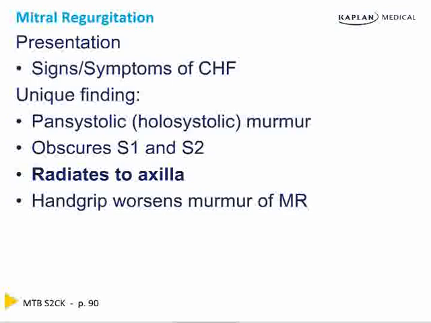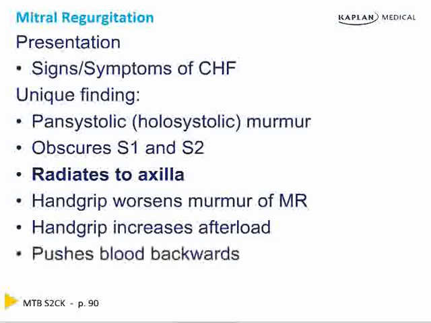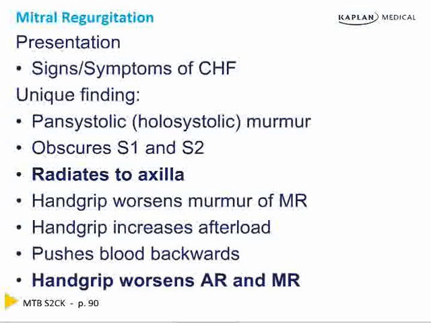And since hand grip increases afterload, it pushes that blood backwards, because regurgitant lesions are treated with afterload reduction. So increasing afterload makes it worse because the increasing afterload pushes the blood backwards. Hand grip worsens all regurgitant lesions because ACE inhibitors treat all regurgitant lesions.